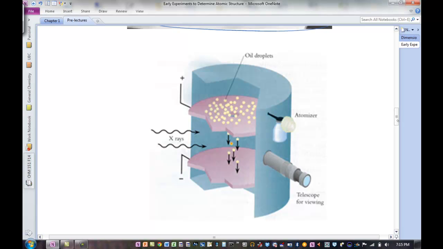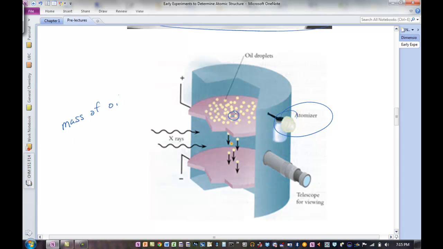So here's a figure to show a cutaway view. Remember, this is an evacuated chamber, low vacuum chamber. Here's your atomizer. Spray a fine mist of oil drops. They would fall through a small hole in this top floor, so only a few would fall through at any given time. So he could isolate oil drops coming through. The first thing he did is look at the terminal velocity of those oil drops, and he was able to determine the mass of an oil drop.